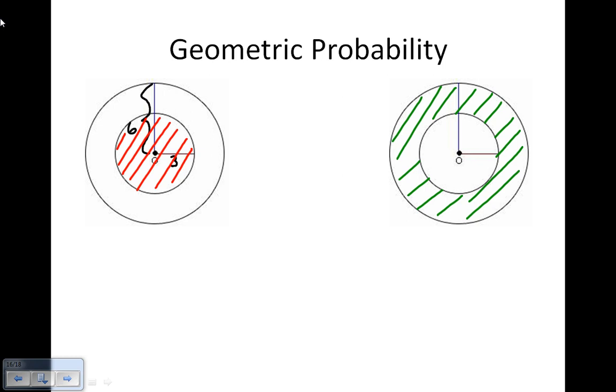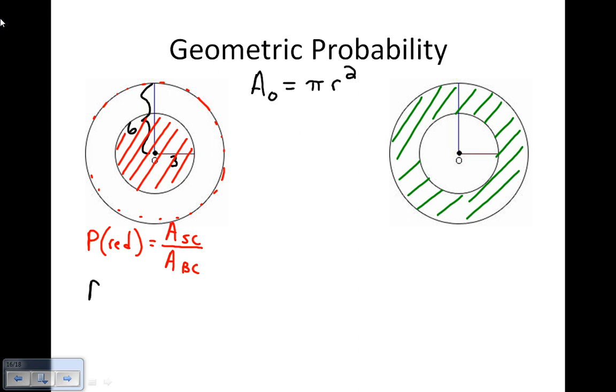So for the first problem over here, I want the probability of the red. So it's equal to the area desired. So it's the area of the small circle over the area total. Well, the area of the total is simply the big circle in this case. So I'm just going to say the area of the big circle. We know that the formula for the area of a circle is pi r squared. So we're going to just simply plug that in here.